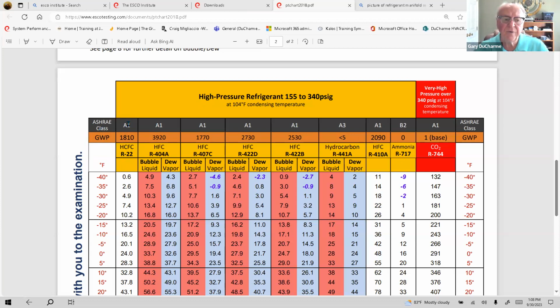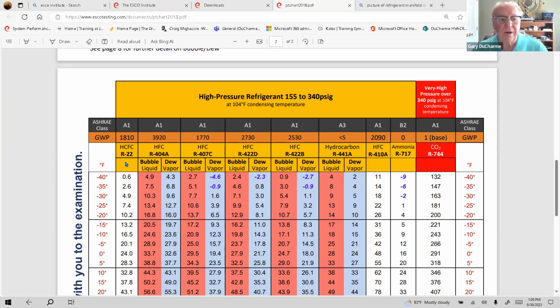Now, an A1 refrigerant, we're going to learn through going through the course, is non-flammable. Okay. 410A is a high pressure refrigerant. Its GWP is higher than R22 at 2090. Now, that was not taken into consideration when this R410A was created.